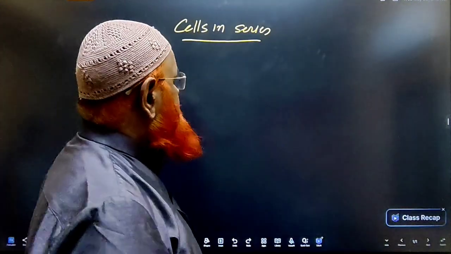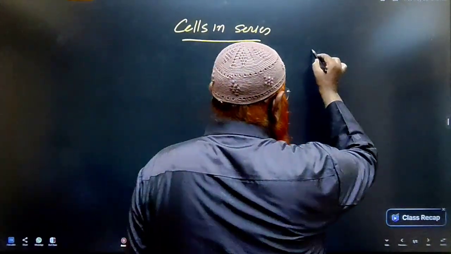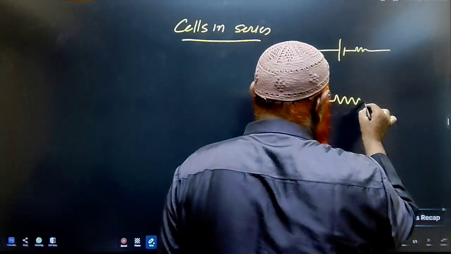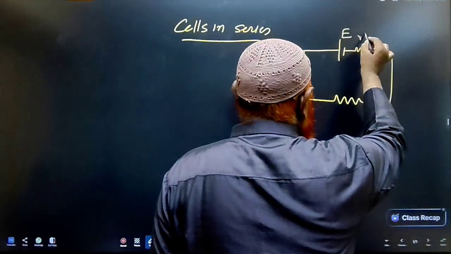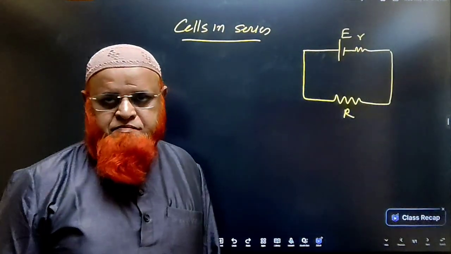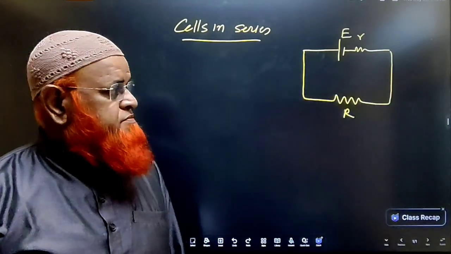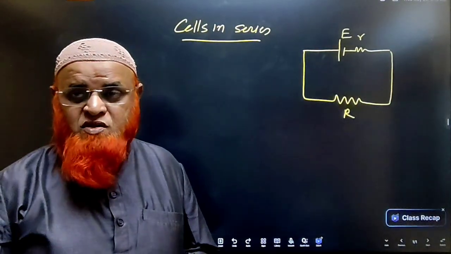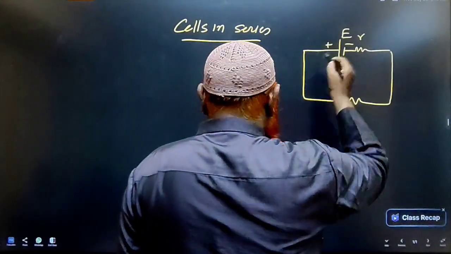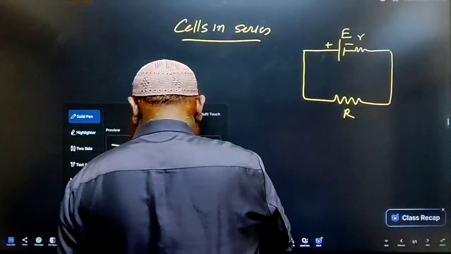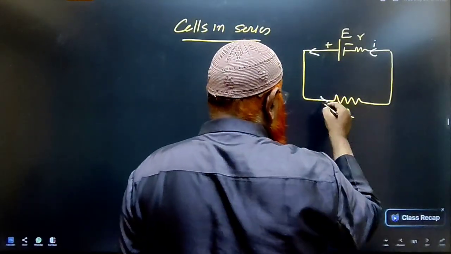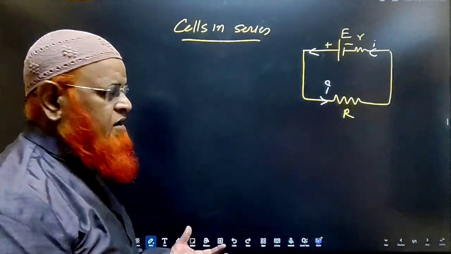See here. First of all, let me draw one simple cell of EMF E, internal resistance small r and external resistance capital R. This is a simple cell. How do you find out the current passing through this cell? You all know that. Current passes from higher potential to the lower potential in this direction. This is the direction of current flow.